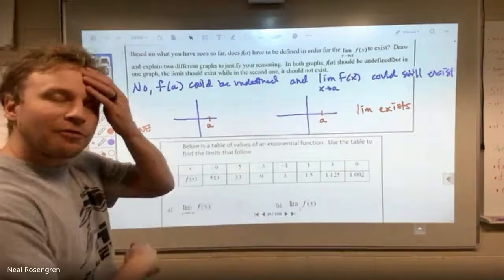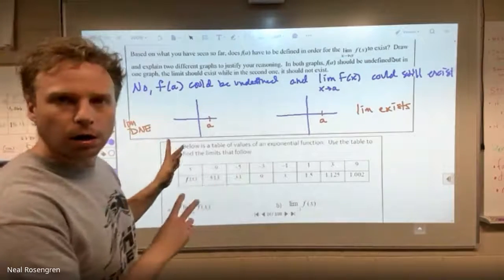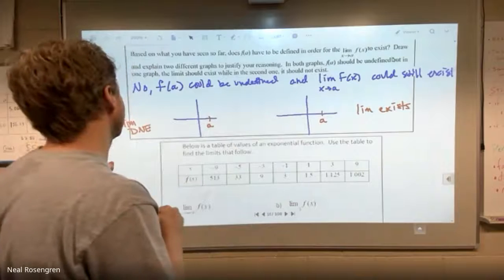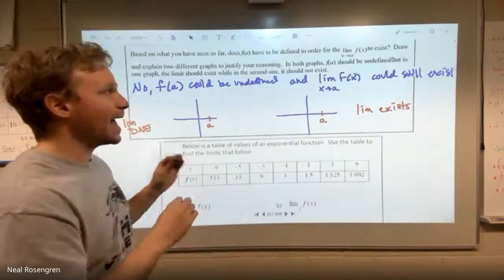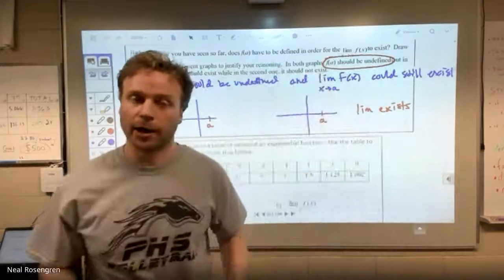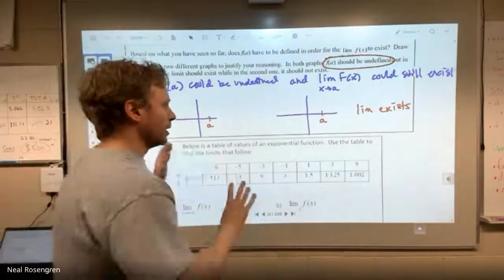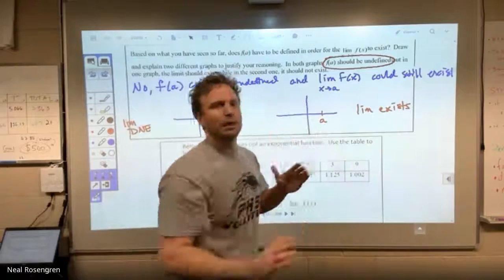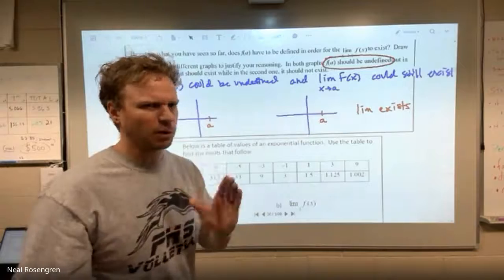On the graph on the left, I want you to draw it so that the limit doesn't exist and f of a is undefined. So there's no point at that spot. However you want to draw that, it's up to you. Same thing on the right, but the limit does exist. Draw any kind of graph that you want. Keep it really simple.